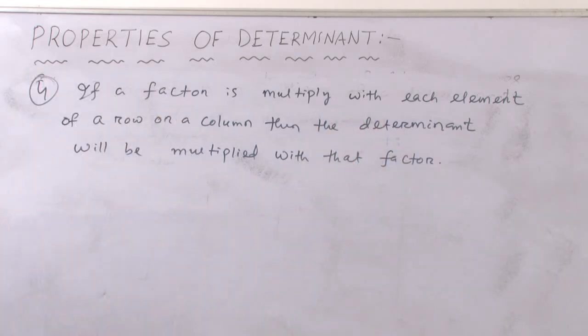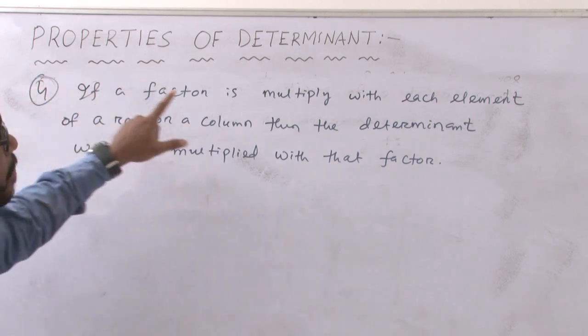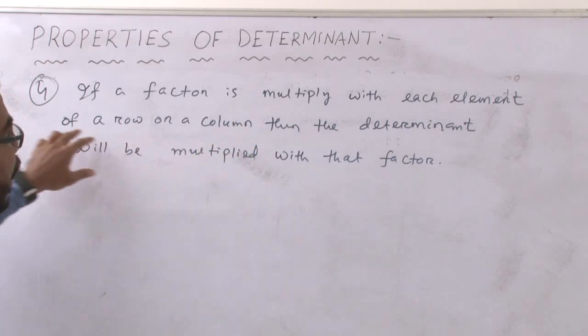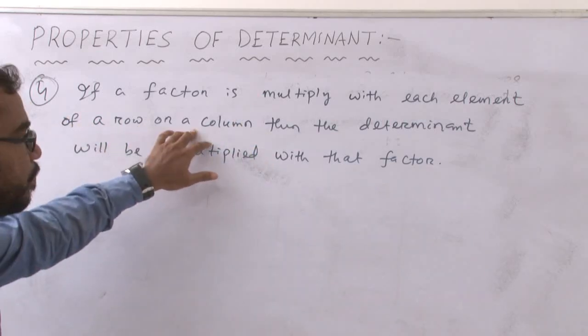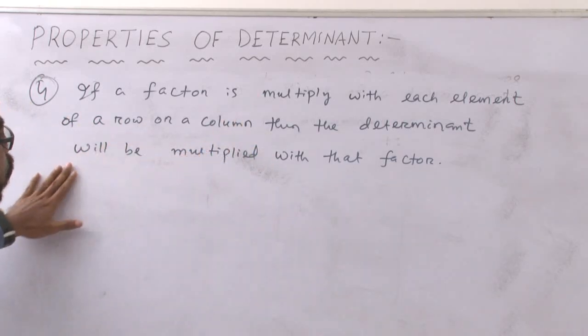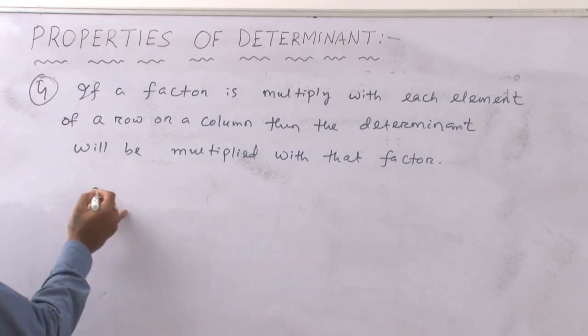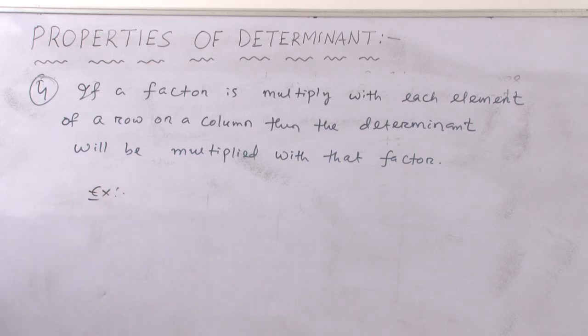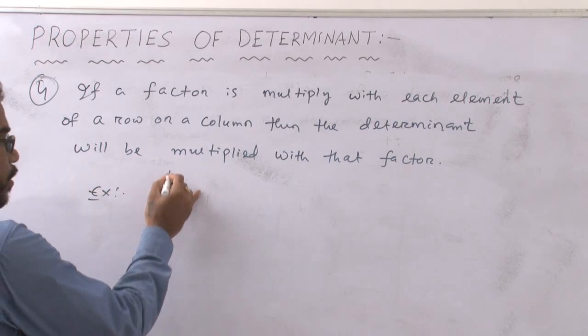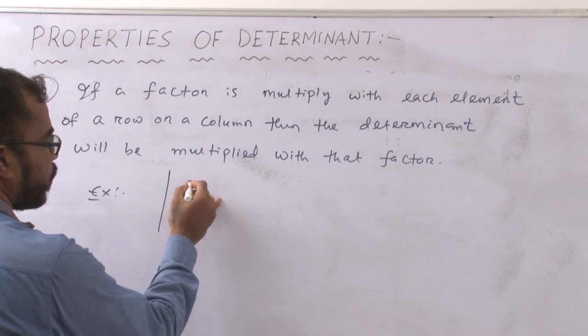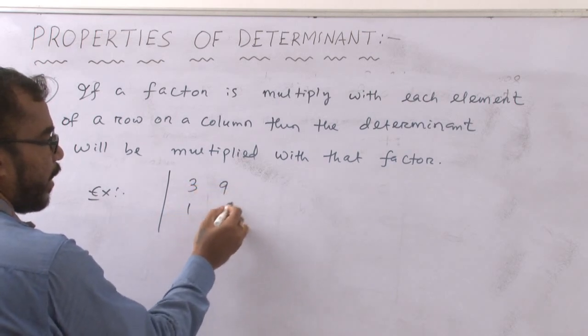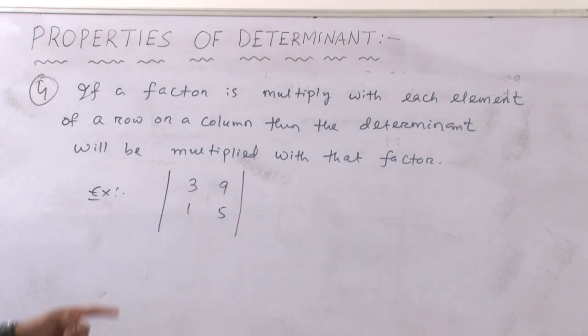You understand these properties? Now we discuss property 4. If a factor is multiplied with each element of a row or a column, then the determinant will be multiplied with that factor. So here we take an example. Suppose 3, 9, 1, 5. So it is a second order determinant.